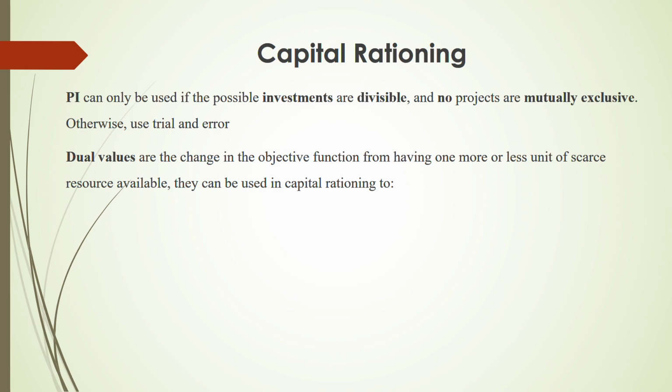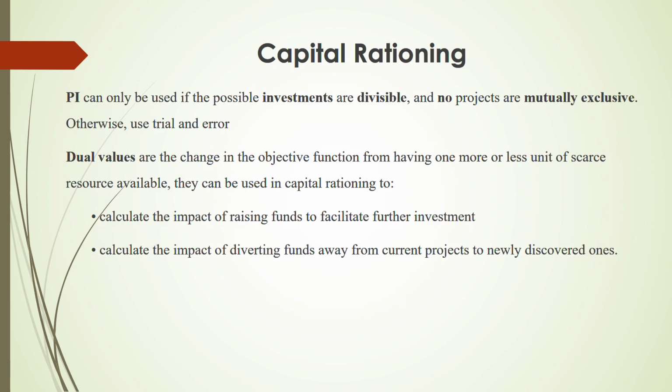Dual values. What are dual values? Dual values are the change in the objective function from having one more or one less unit of scarce resource available. They can be used in capital rationing too. Number one, calculate the impact of raising funds to facilitate further investment. Number two, calculate the impact of diverting funds away from the current projects to newly discovered ones.